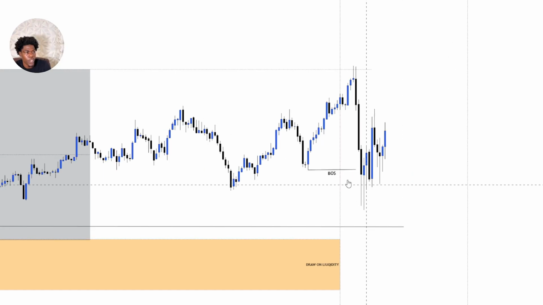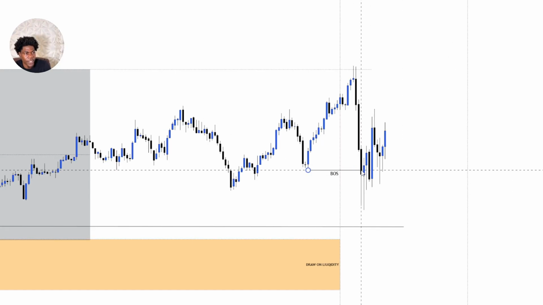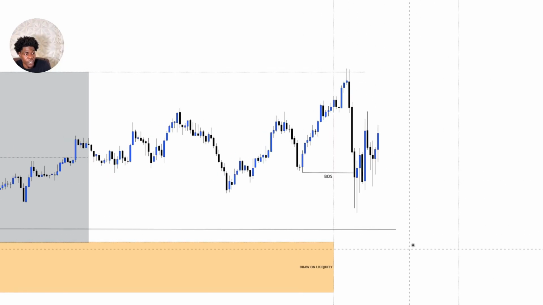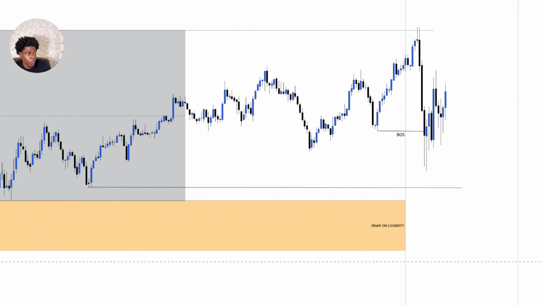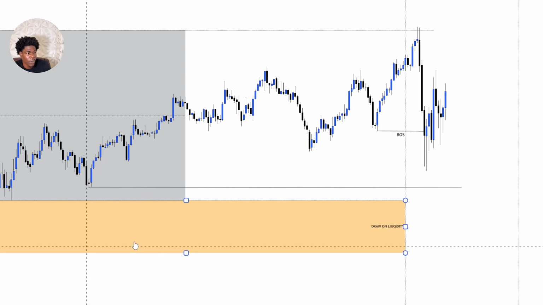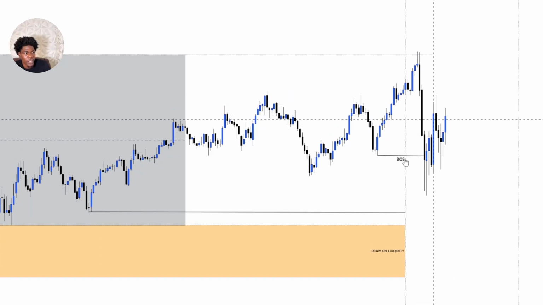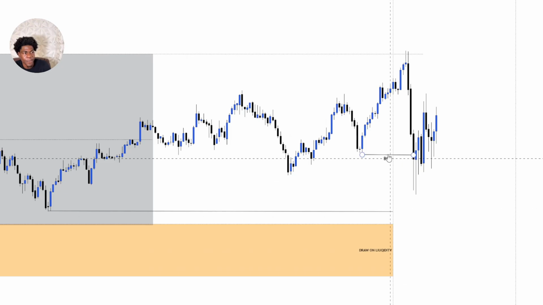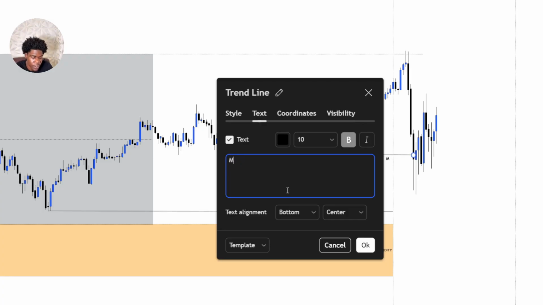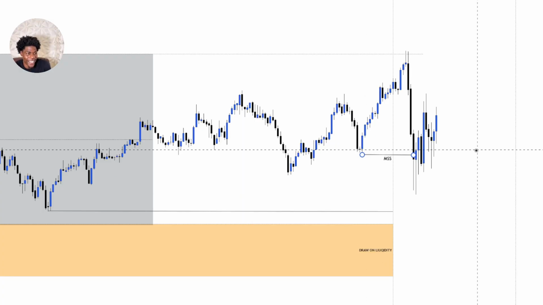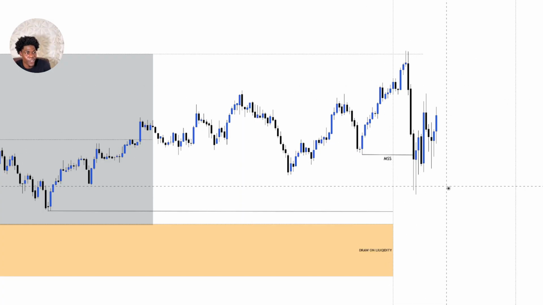Perfect. We see after our breakup structure right here, all during the New York session, I have my draw on liquidity lows where I'm looking for price to pull into right here. This is my Asian lows, my prior old lows, my prior session lows. Everything is perfectly aligned. And after my first breakup structure, you can label this market structure shift. I'm gonna put market structure shift for the traders right here.